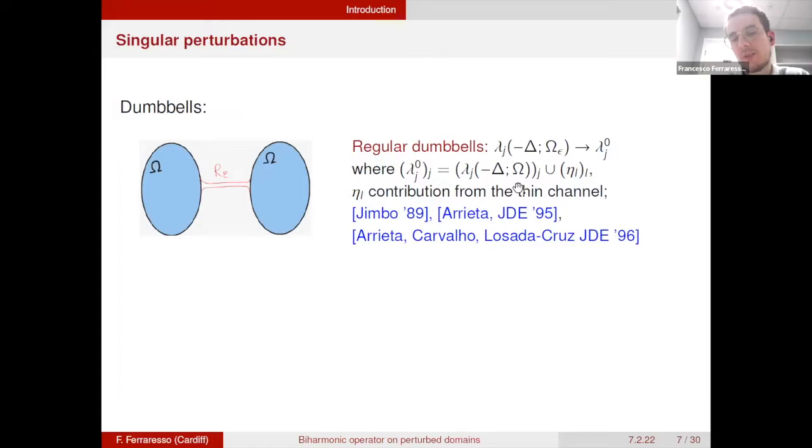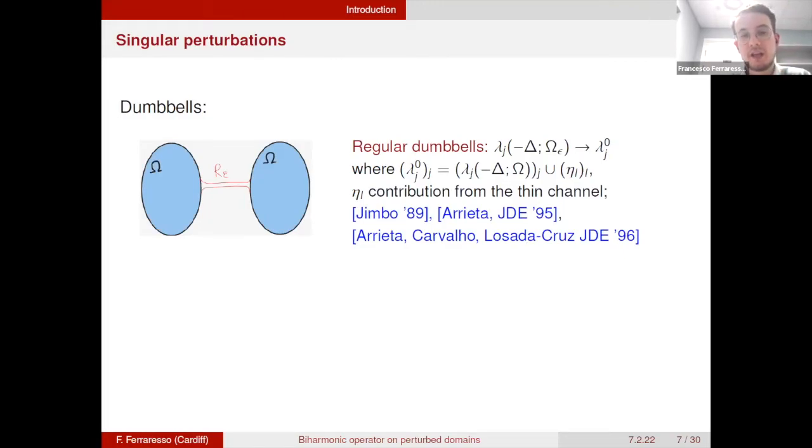One is what you expect, so they are just the eigenvalues of the Neumann Laplace operator in omega, but then you also have some additional eigenvalues that are coming from the thin channel R epsilon. And they will be the eigenvalues of a precise operator that can be characterized. This was done, for example, in Jimbo 89, where he considered a straight channel. And then Arrieta, Carvalho and Lozada-Cruz considered the problem in a more general setting, and they were able to prove again that you have this sort of behavior.